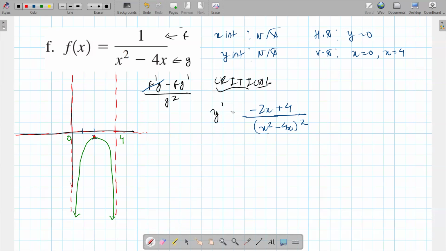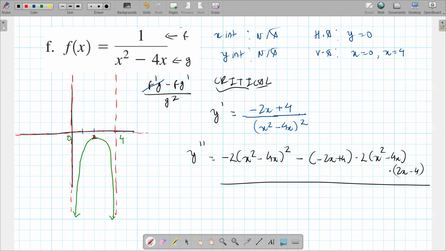So this is your first derivative. Let's find your second derivative. So that's going to be -2 times x squared minus 4x squared minus -2x plus 4 times the derivative of this. Again, this is going to be tedious. Times 2 x squared minus 4x times 2x minus 4 all over x squared minus 4x to the power of 4. So that is the derivative.